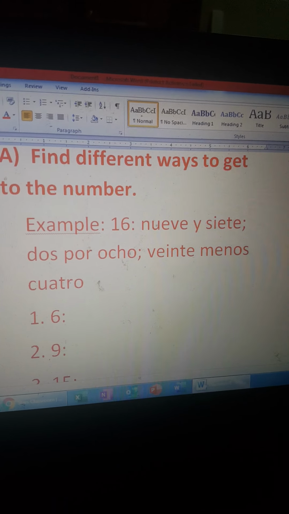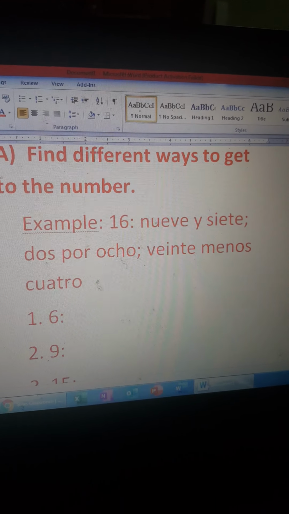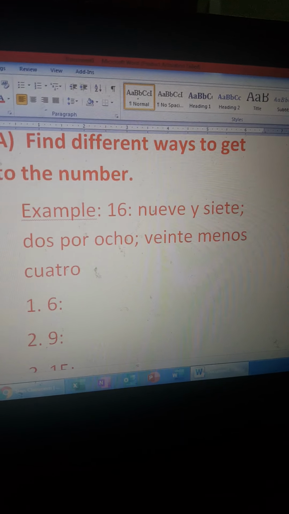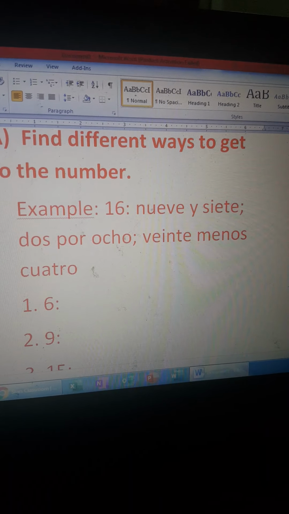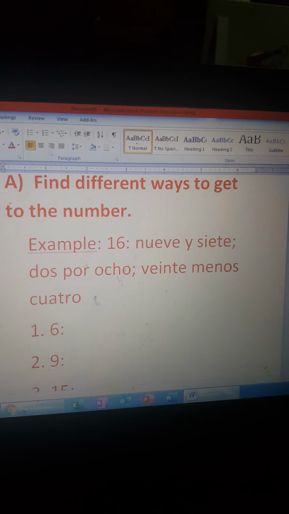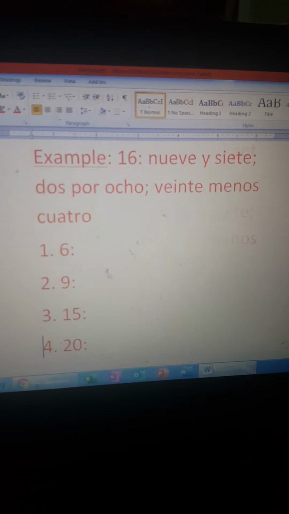And you do the same thing for number 9. So you could multiply 3 numbers, for example, 3 por 3. If you want to add 2 numbers, 4 y 5. Or if you want to use más, like I said, you could use 4 más 5.